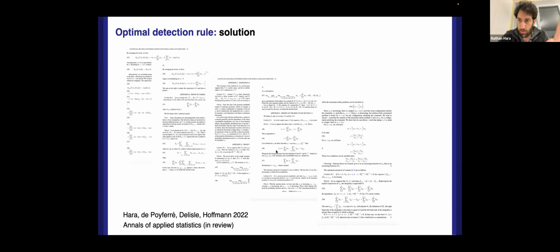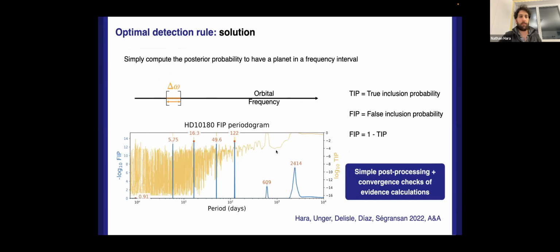So now the solution involves a little bit of math, and once you've done the reasoning, the solution is very simple, in fact. You take your frequency interval and you slide it across the orbital frequency range. And at each center of the interval, you're going to compute the probability that you have a planet in there. So here I move, and the yellow curve, the probability that there is truly a planet in there, the true inclusion probability, is 1. And here also.